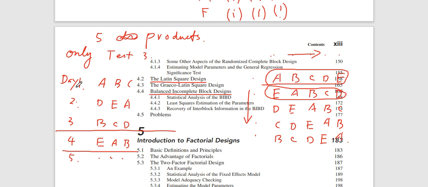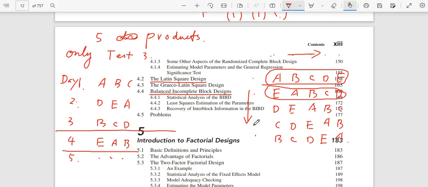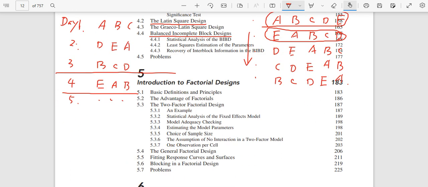So maybe we can stop here. Those are the basic ideas of design: just try to be balanced. We can stop here and go on next. So you get the basic idea, right?